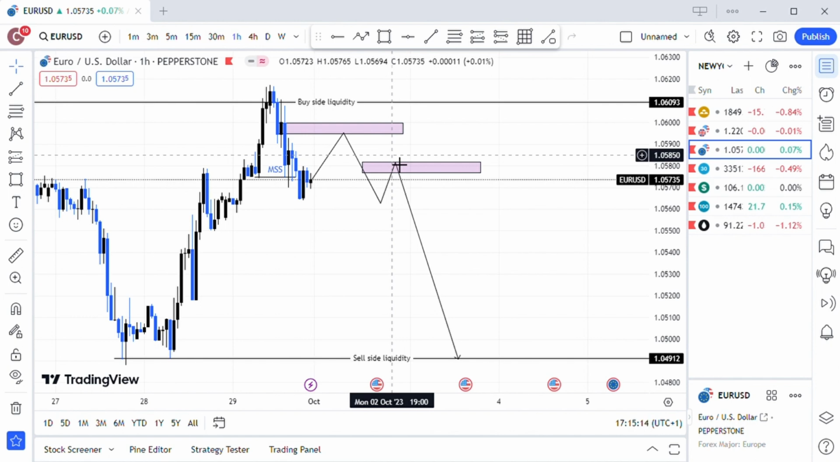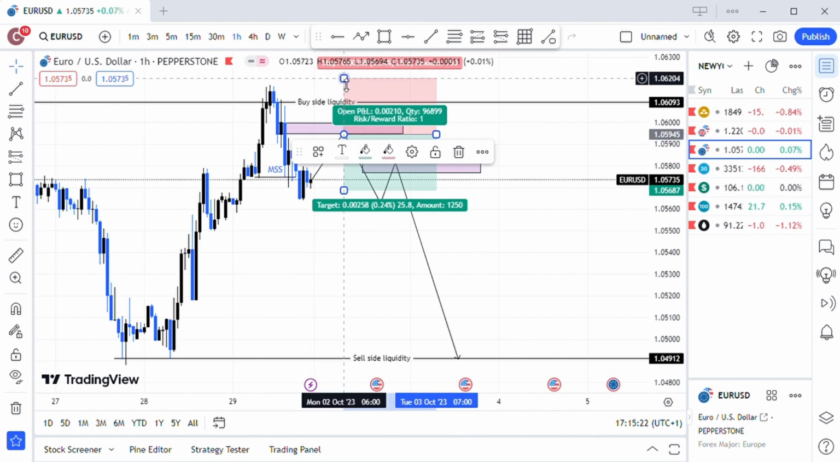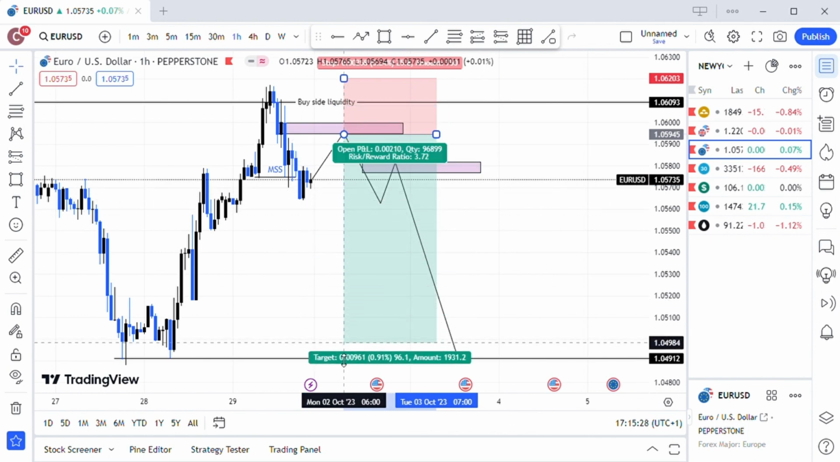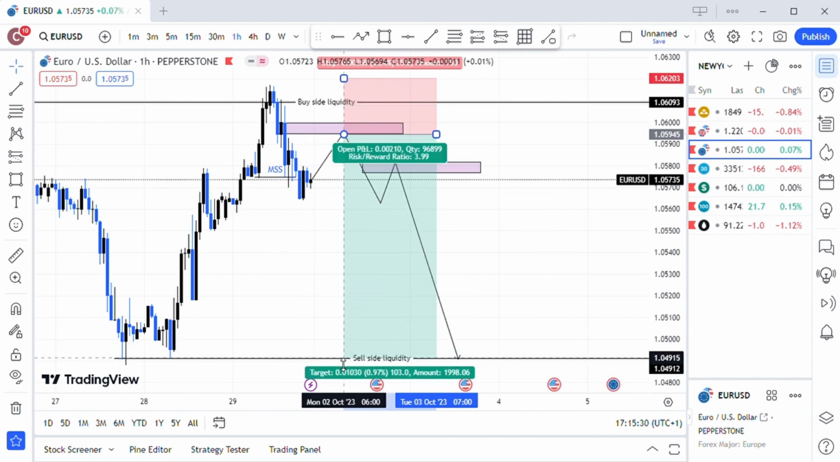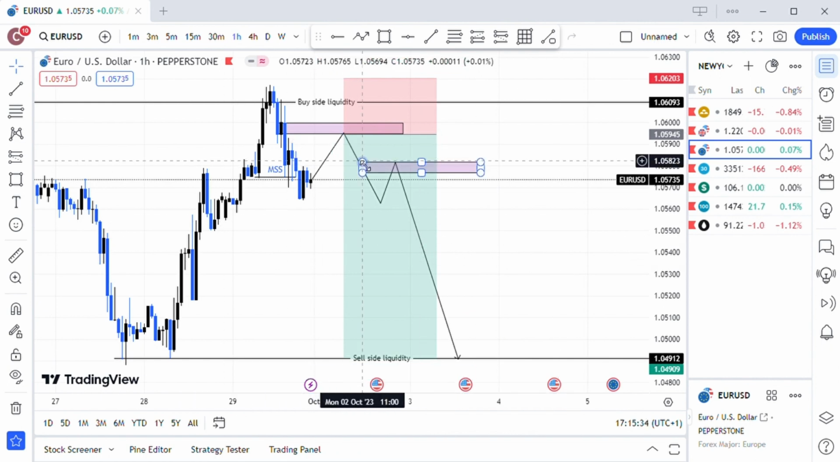So in case you missed the first entry here, which is this order block here, if you miss the entry, your stop loss should be above this high, then your take profit should be here. This is the 1:4 risk to reward ratio.